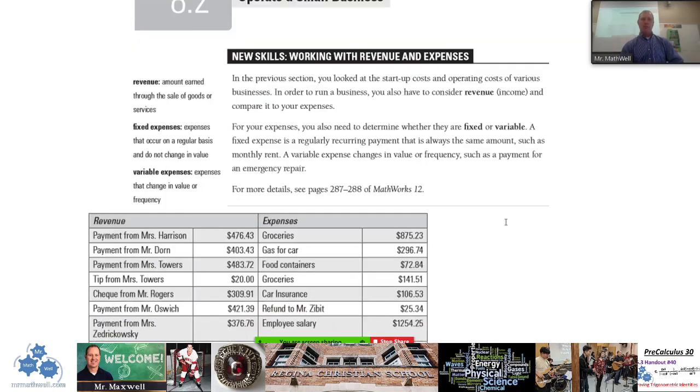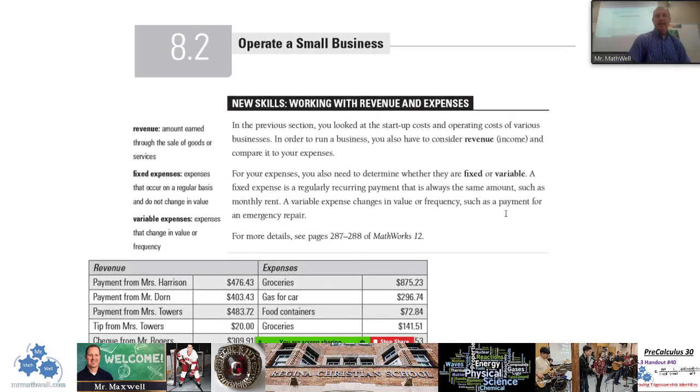Okay, important to know. So that was 8.1. 8.2, we talk about, again, some more terms, operating a small business. What is revenue? Okay, revenue is the amount that you take in or the amount that you earn through your business. So people pay you, that's revenue, okay? They pay you, it's revenue. Fixed expenses and variable expenses.